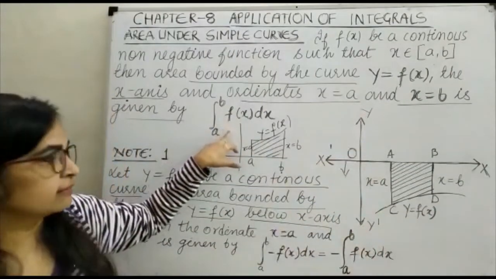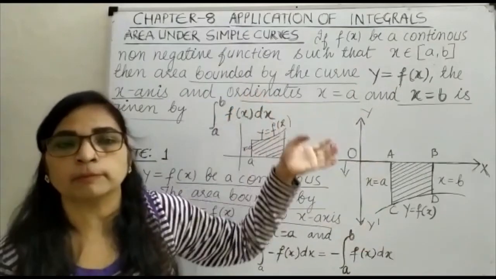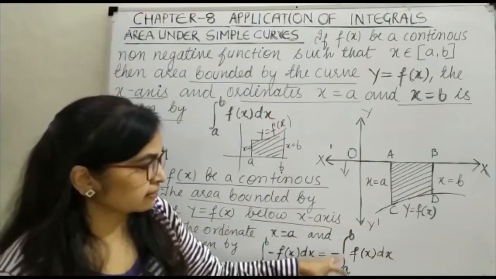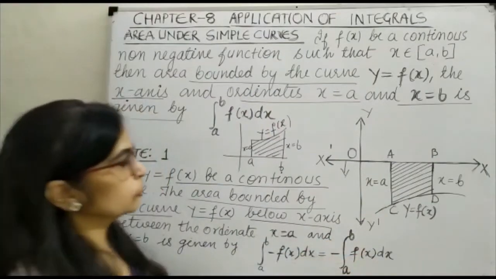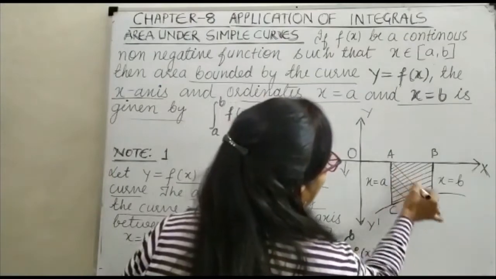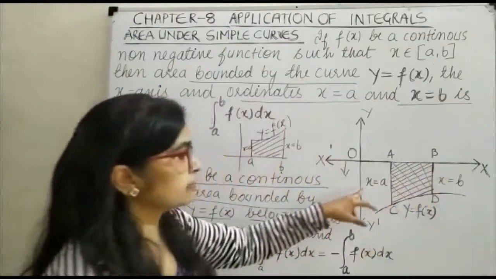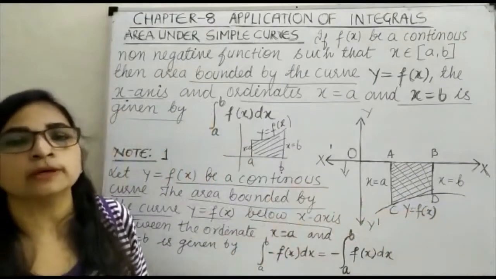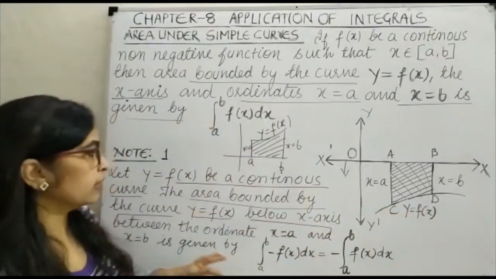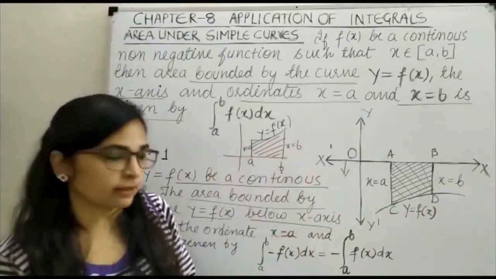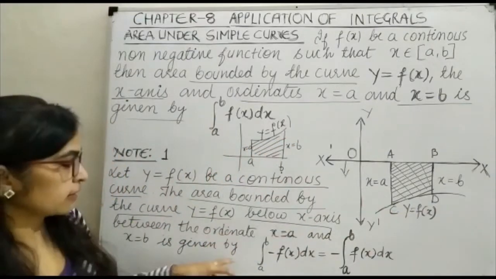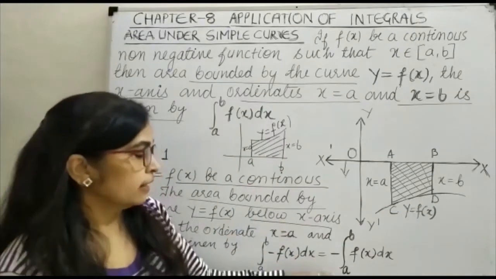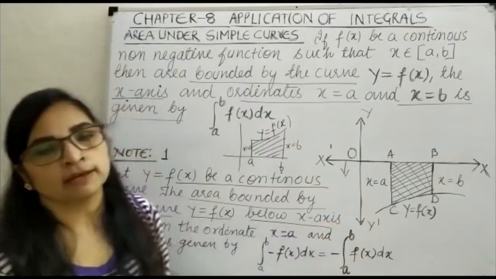Here you can see there is no minus sign because this curve was above the x-axis, which is equal to minus can be taken out, that is the integral from a to b of f(x) dx. So you can see here, this is your area, bounded by the x-axis, the ordinate x equals a, the ordinate x equals b, and the curve which is below the x-axis. So this is the first condition: if the curve is below the x-axis, then its area is given by the integral from a to b of minus f(x) dx, which is equal to minus the integration from a to b of f(x) dx.